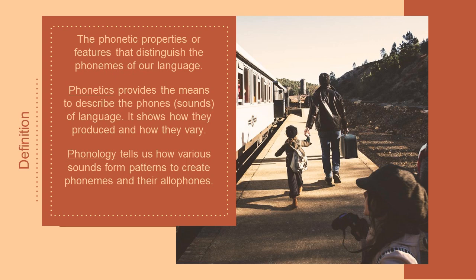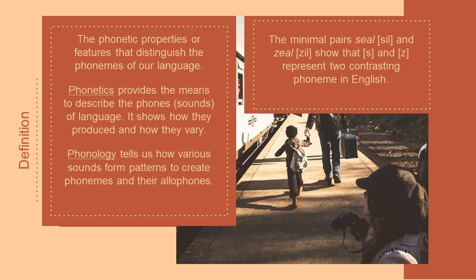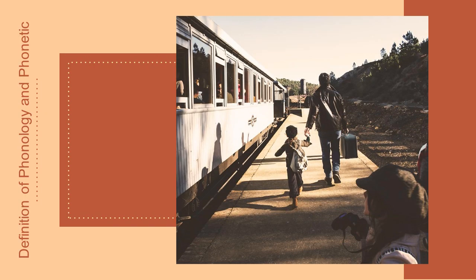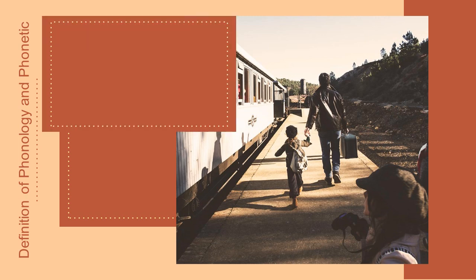So here we have an example. The minimal pairs seal and zeal show that s and z represent two contrasting phonemes in English, so they are different. They cannot be allophones of one phoneme because one cannot replace the s with the z without changing the meaning of the word.